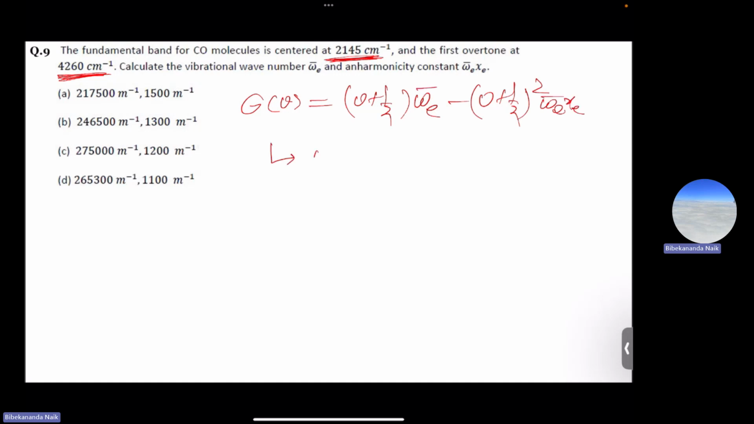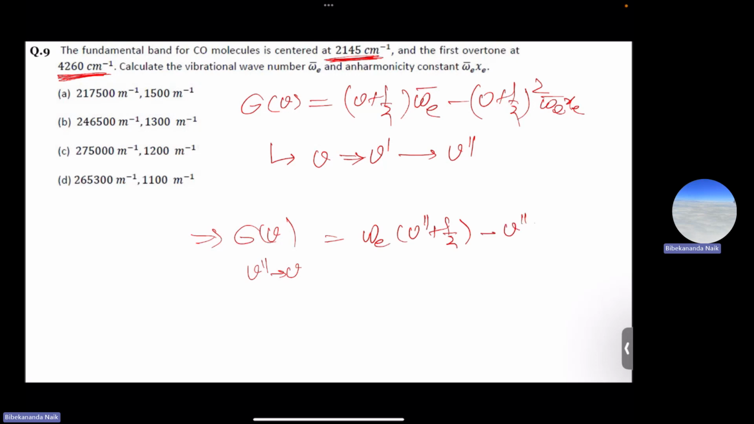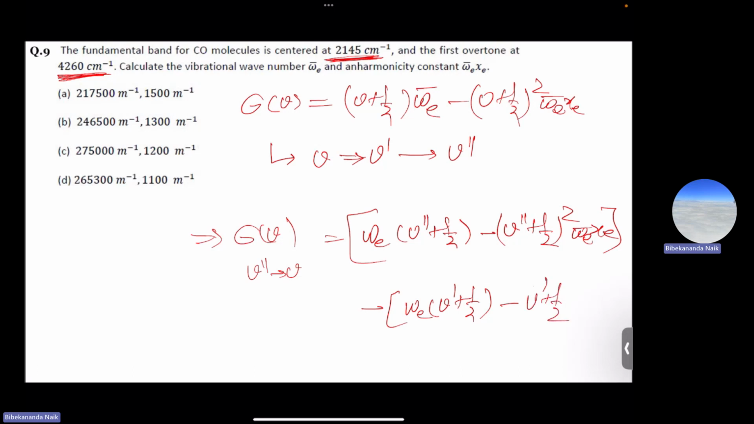So if the transition occurs from V equals V prime to V equals V double prime, then G(V), the transition from V double prime to V, will be omega E (V double prime plus half) minus (V double prime plus half) square omega E xc, minus, because it is corresponding to one level, the other level corresponding to V prime will be omega E (V prime plus half) minus (V prime plus half) square omega E xc.